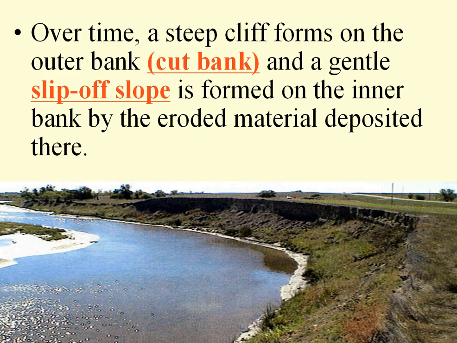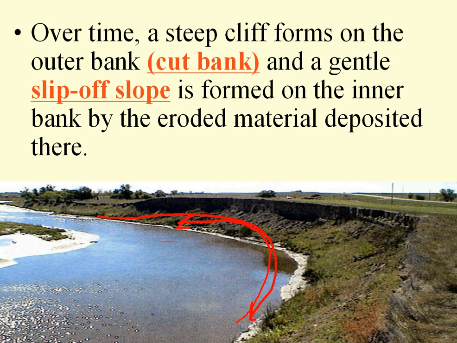So here we can see over time a steep cliff forms on the outer bank called the cut bank, and a gentle slip-off slope is formed on the inner bank. It's hard to tell which way the water is flowing here in this picture, but either way you can tell that here it's coming like this. Even if it's coming the other way, this is going to be your cut bank. You can see how steep this is. So they probably had some major volume coming down this river at some point in time. There was probably some flooding going on, and it's cutting away here.